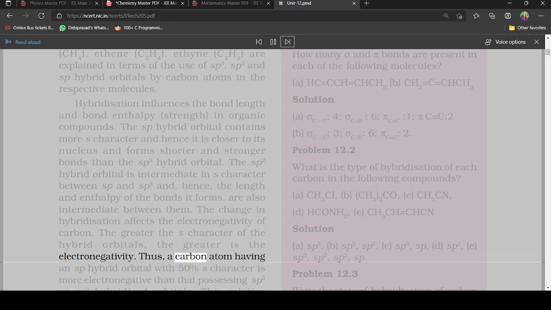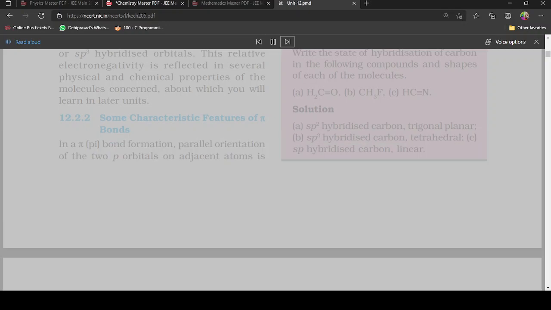Thus, a carbon atom having an sp hybrid orbital with 50% s character is more electronegative than that possessing sp2 or sp3 hybridized orbitals. This relative electronegativity is reflected in several physical and chemical properties of the molecules concerned, about which you will learn in later units.